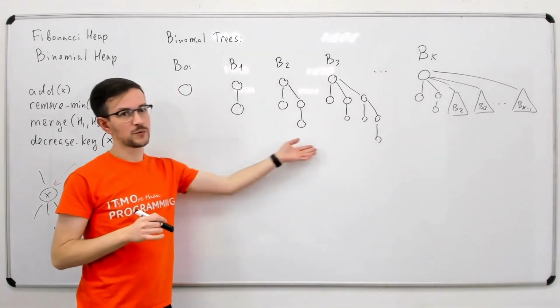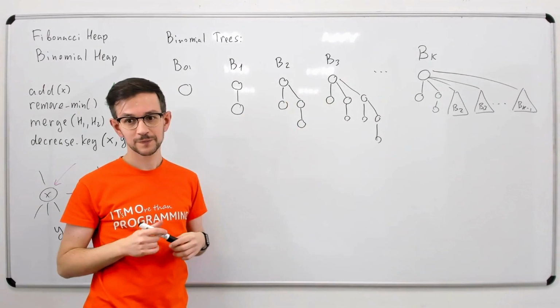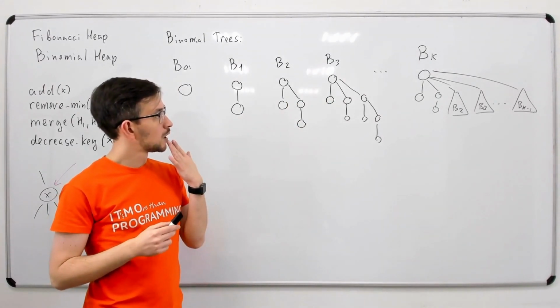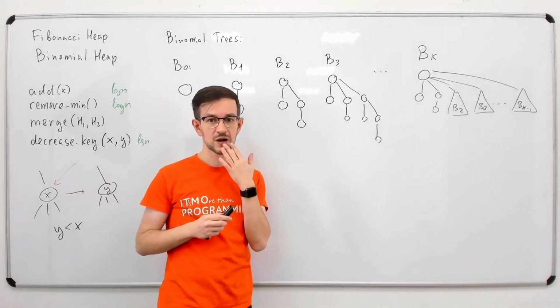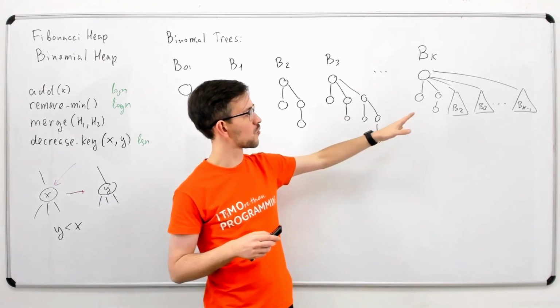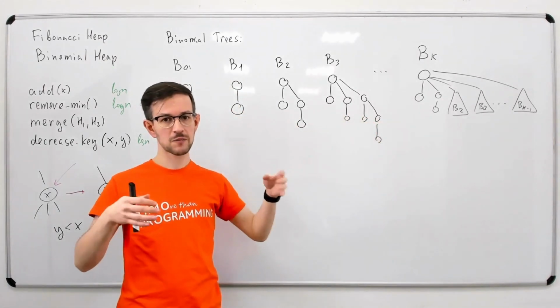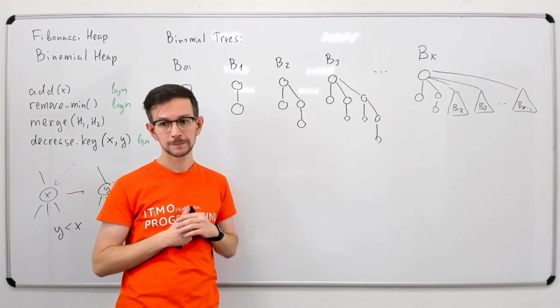So we just take all the previous trees, combine them, and build 1 vertex above. This is how binomial trees are constructed. Each next binomial tree is constructed of all previous binomial trees combined by 1 common root. Okay.